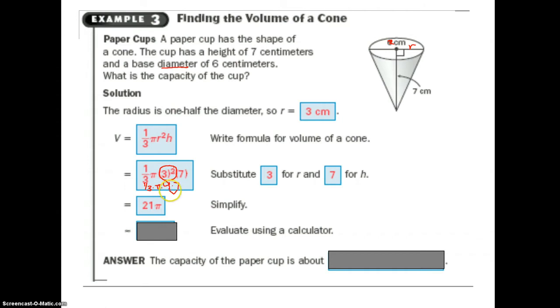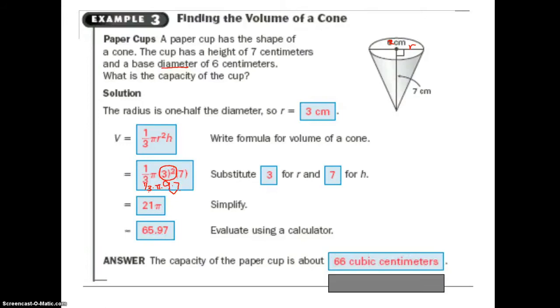They did all the numbers first. 9 times 7 times 1/3, which is 21 times pi. Multiply 21 times pi. You get approximately, because it's a circle, it's never going to be exact, 65.97, which is approximately 66 cubic centimeters.